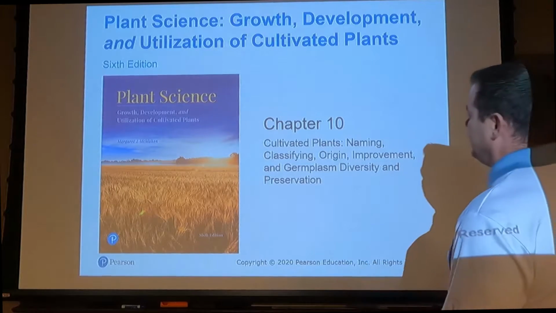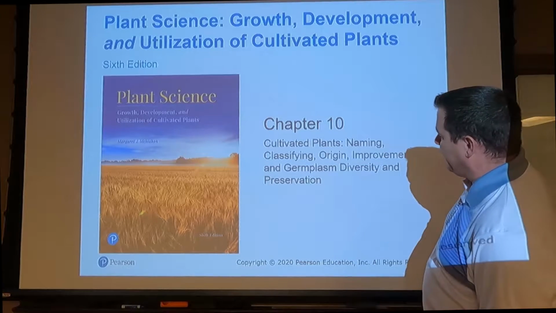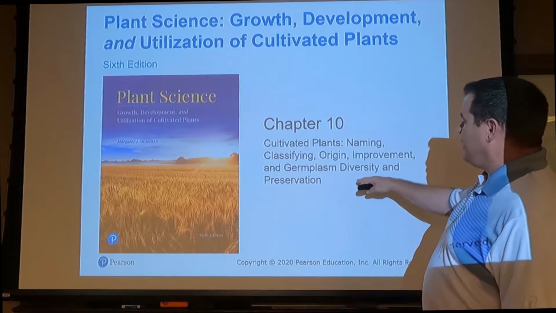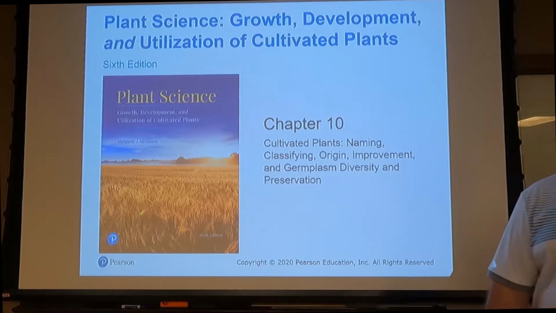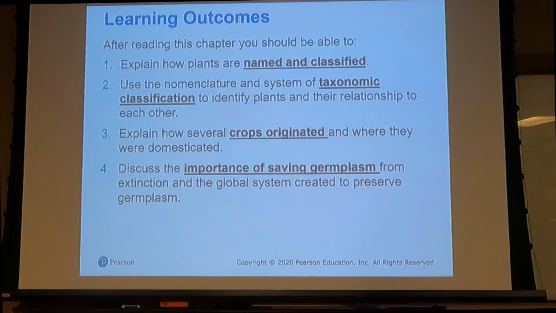All right, chapter 10 is just going to be how we name and classify our plants based on a hierarchy, and then we'll talk a little bit about our germplasms. We'll explain how the names are classified and named. We'll talk about the nomenclature for the taxonomic classification. We'll talk about how some of these crops originated and why it's important to save that germplasm.